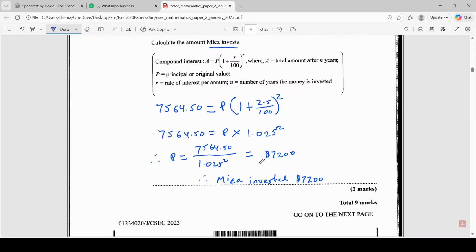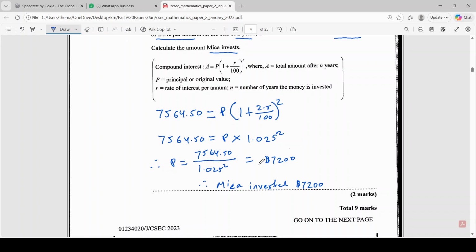Right, that was the end of this question. Right, so that's the end of question 1, January 2023.